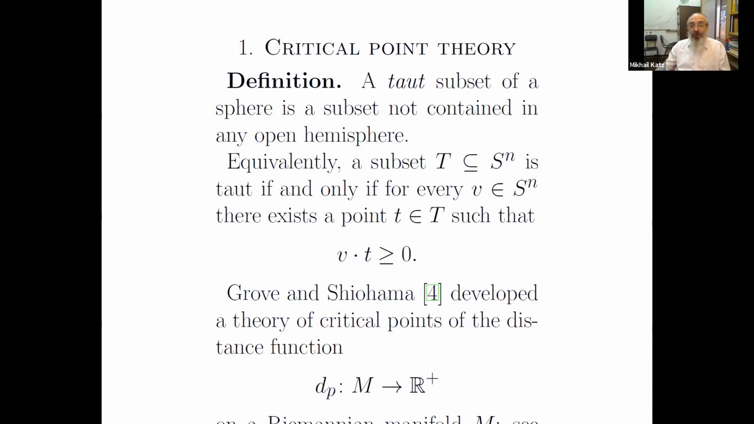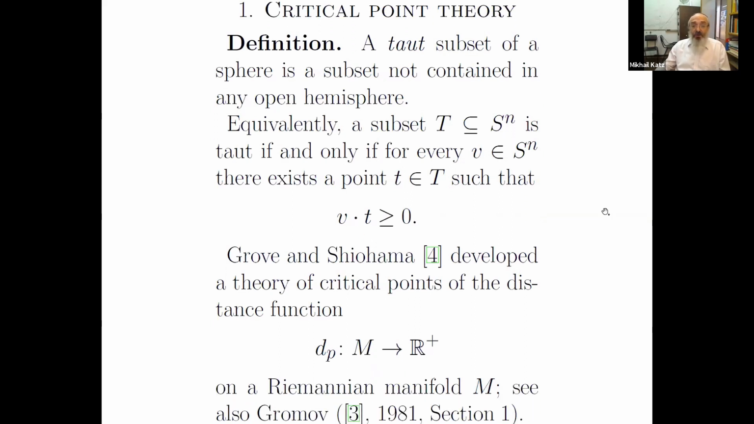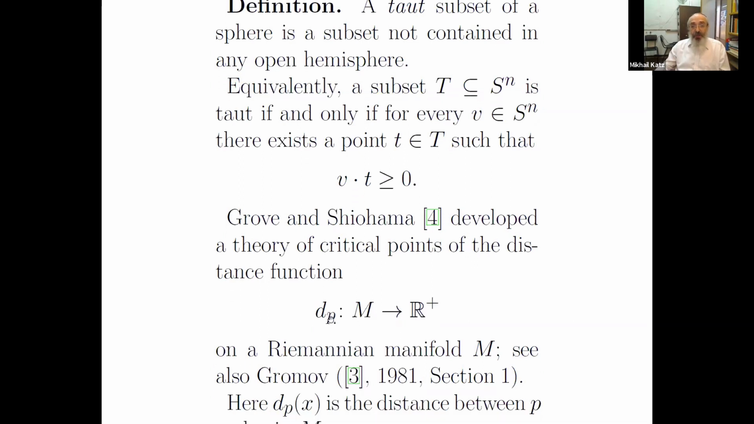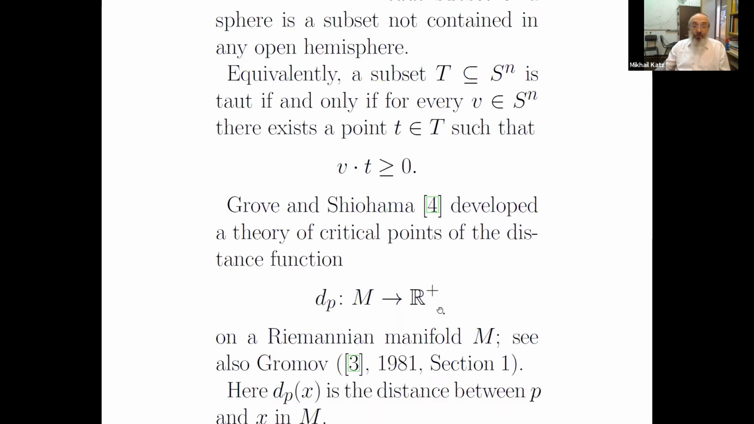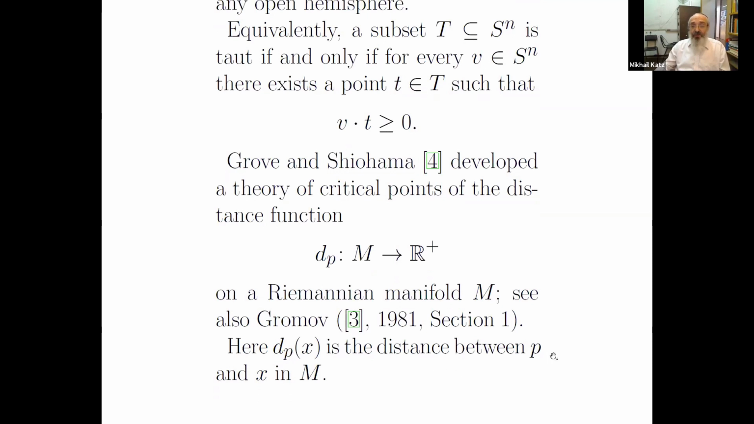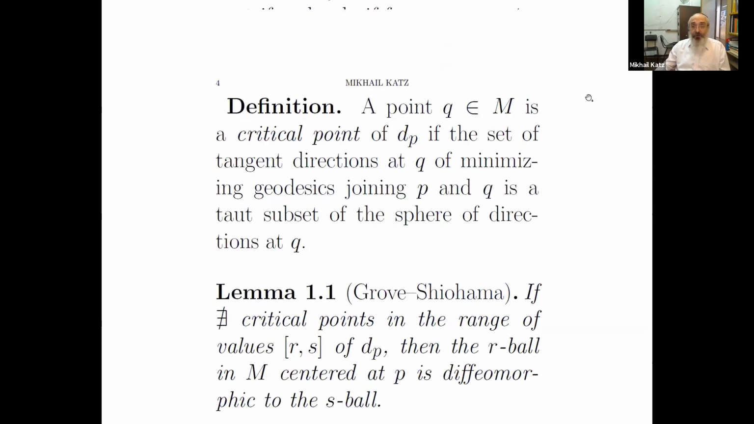As I mentioned already, Grove and Shiohama developed a theory of critical points of the distance function. Even though the distance function from a point in a manifold is not a smooth function, one can talk meaningfully about critical points of such a function. Gromov put them to very good use in his paper on Betti numbers in '81. Okay, so d_p is the distance between p and x, and we can go on to the definition of a critical point.